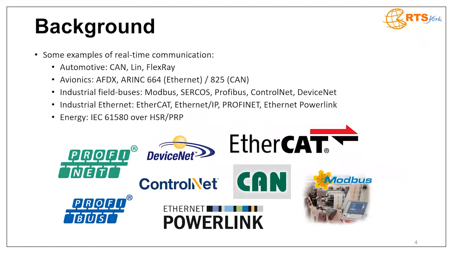Some examples of real-time communication include Controller Area Network and FlexRay in the automotive industry, the AFDX ARINC 664 for avionics, Modbus, SERCOS, Profibus, ControlNet, DeviceNet in the industrial fieldbus, and also EtherCAT, EtherNet/IP, PROFINET, and POWERLINK in the industrial Ethernet.